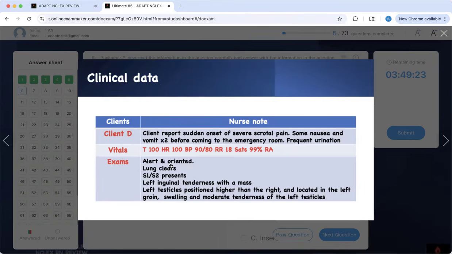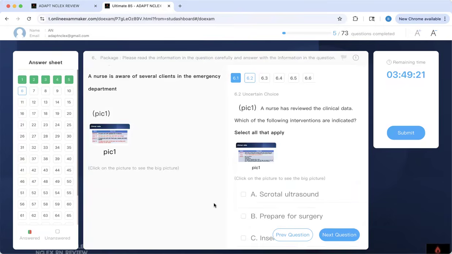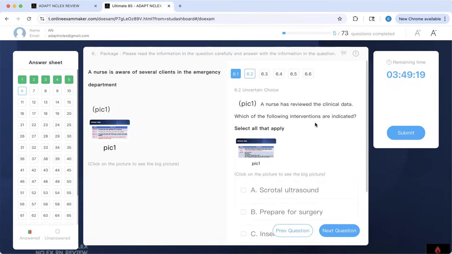These are the signs and symptoms. You have to know what to do. Next, let's review the clinical data. Which of the following interventions are indicated?